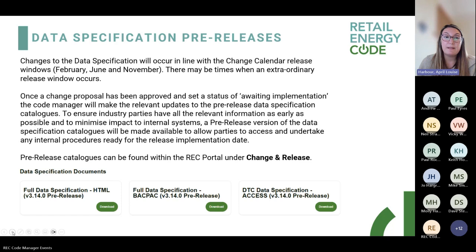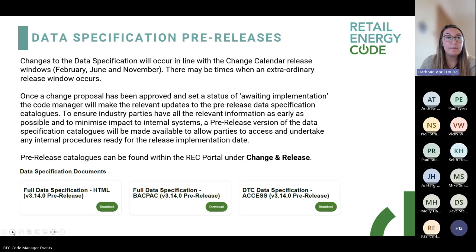Pre-release versions of the data specification will be released on the REC portal. These can be found under the change and release section, and they will be done as early as possible, generally months before the release window occurs. However, the pre-release date depends on the changes that are being implemented. So, for example, if a required change that needs to fall into that release has not yet received the relevant change approval status, that may delay the pre-release catalogues coming out so that we don't have multiple iterations.